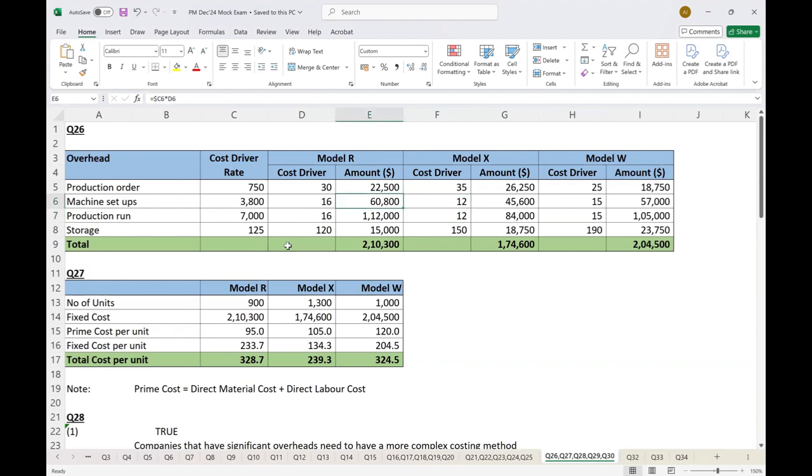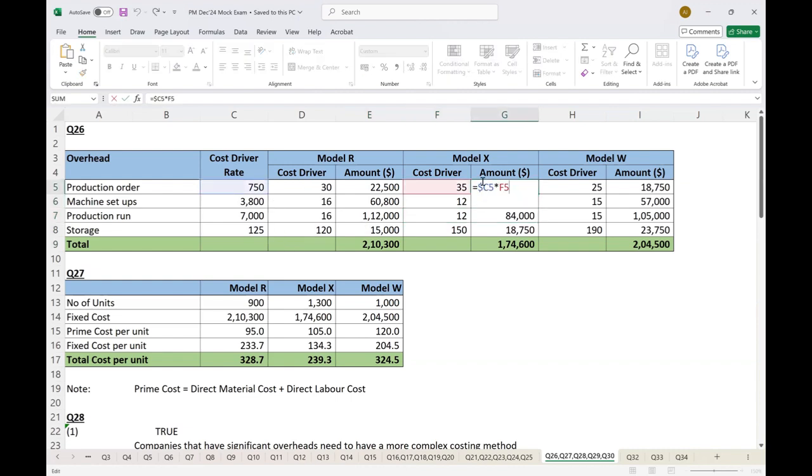Now it's very simple. What I have to do is simply multiply the cost driver rate with the number of cost drivers. So that gives us the amounts: 20,500, 60,800, 112,000, 15,000. Total overheads for model R is $210,300. And I can calculate it similarly for model X.